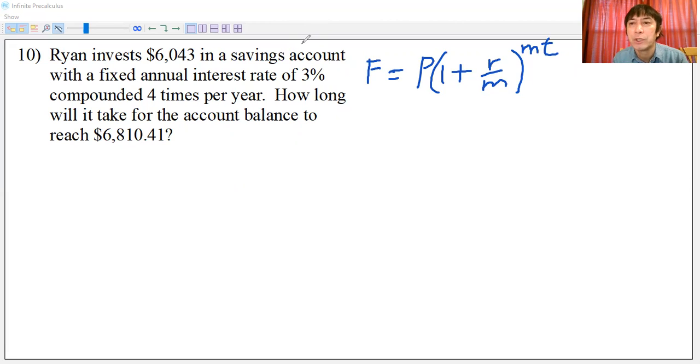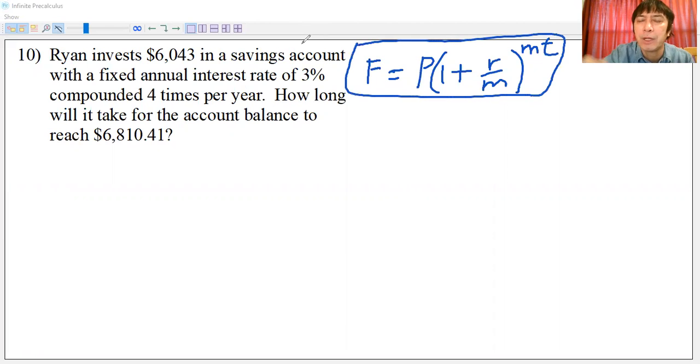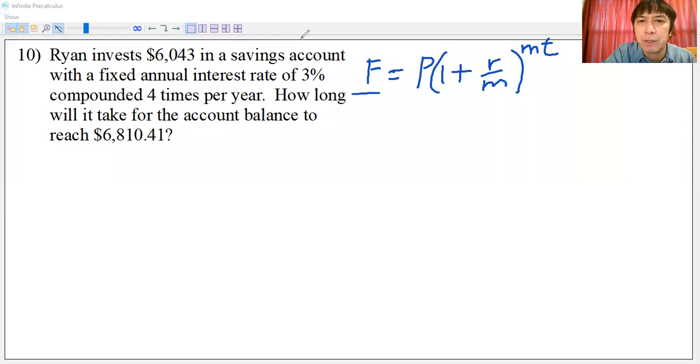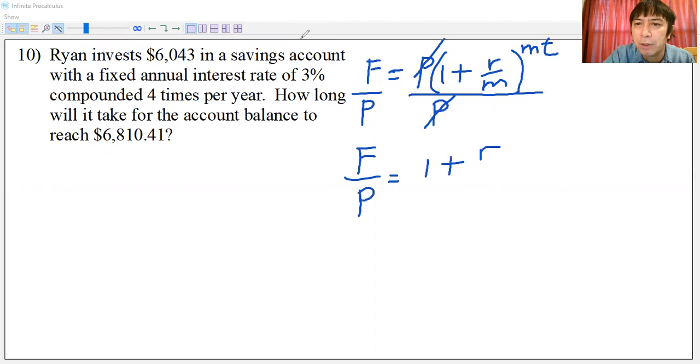We're going to do a literal equation here. Let's start by dividing both sides by P. Now we're after that letter T, the time, so we're going to solve for T. We divide both sides by P, and this cancels out, and we have F over P equal to 1 plus R over M raised to the product of MT.